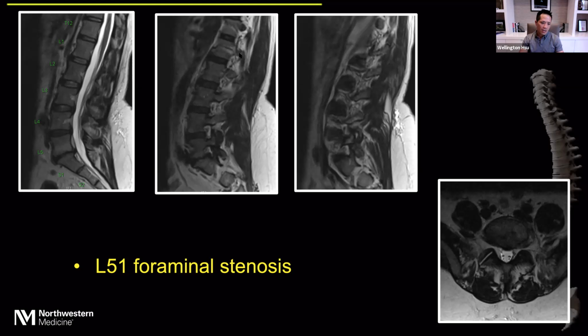So if you look here and then label all these, this is obviously a sagittal view. This is the left foramen, and this is the right foramen at L5-S1.